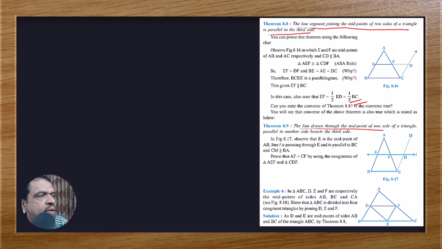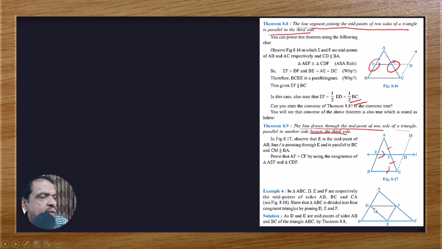In the midpoint theorem, if these two are midpoints, then this will be parallel to and half of this. But in the converse, only one is a midpoint and the line is parallel to another side, so this will bisect the third side. Now, a question based on this: Example 6.